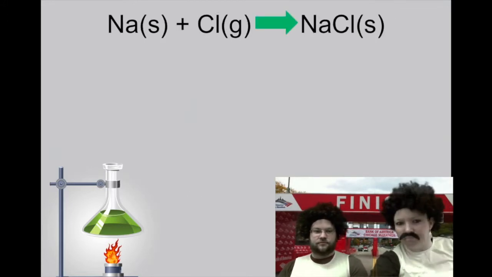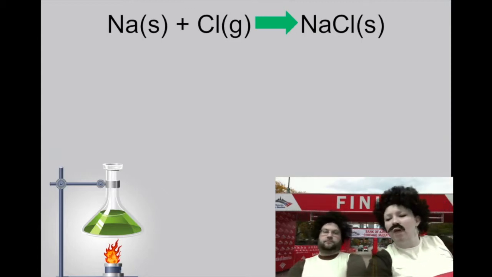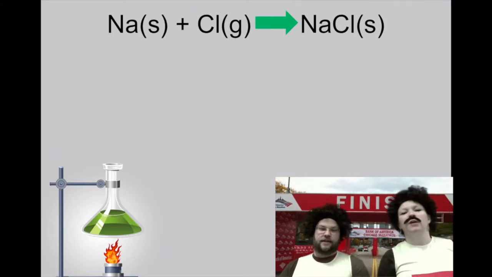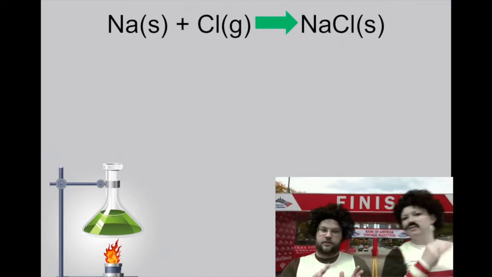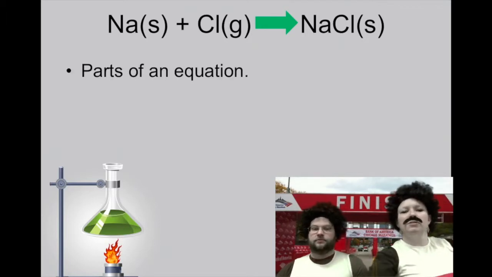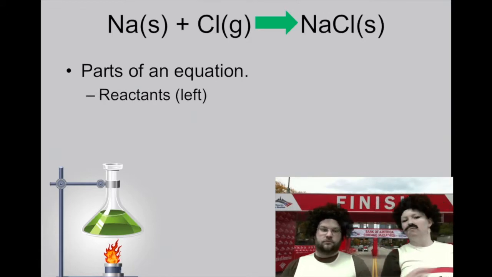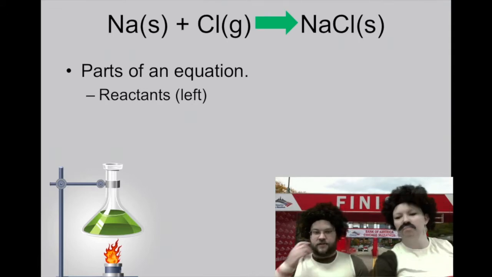So let's keep going. Let's take our equation for example. There's a couple parts to this equation. As you can see, there's a nice bright green arrow in there. So we have the things on the left side that make the things on the right side. There are parts of the equation, of course. On the left side, the reactants, the things that are going to react, are called reactants. That makes sense.